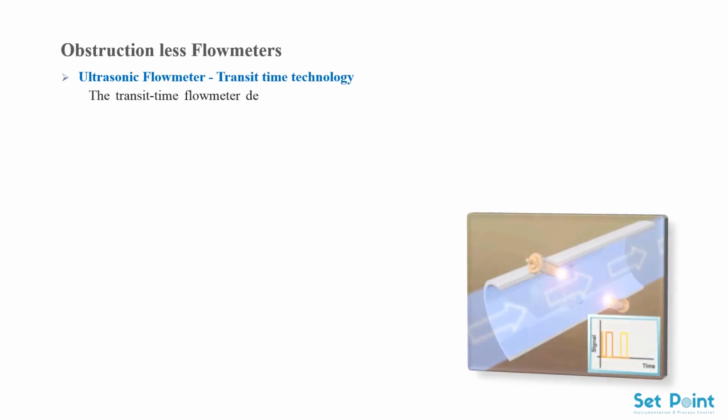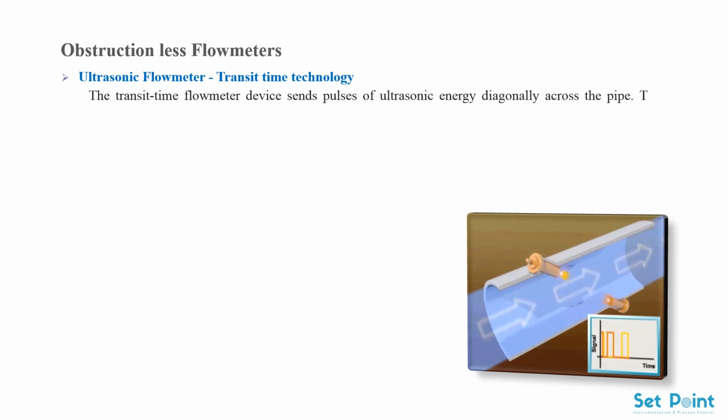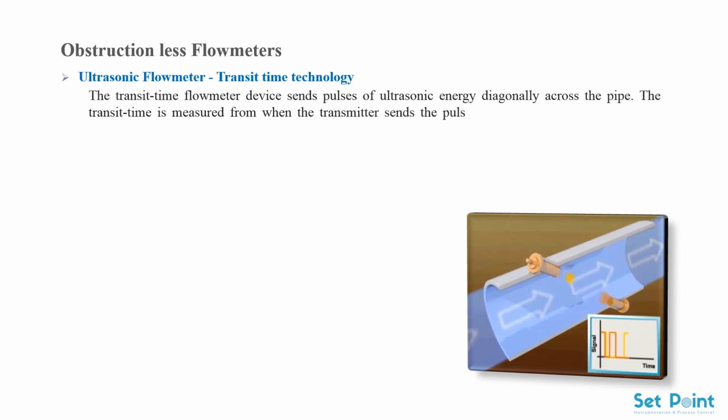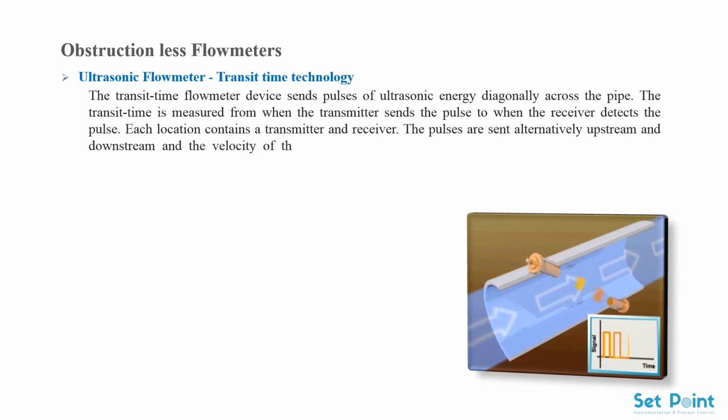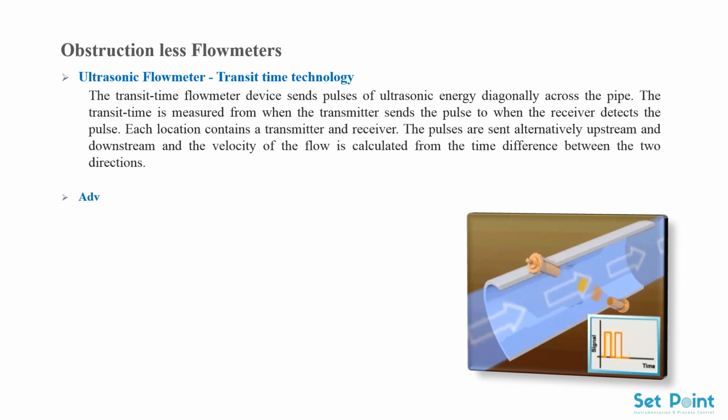Ultrasonic Flowmeter, Transit Time Technology. The transit time flowmeter device sends pulses of ultrasonic energy diagonally across the pipe. The transit time is measured from when the transmitter sends the pulse to when the receiver detects the pulse. Each location contains a transmitter and receiver. The pulses are sent alternatively upstream and downstream, and the velocity of the flow is calculated from the time difference between the two directions. Advantages.